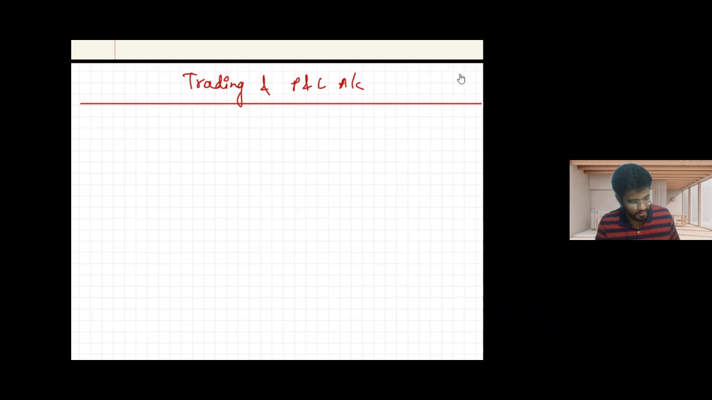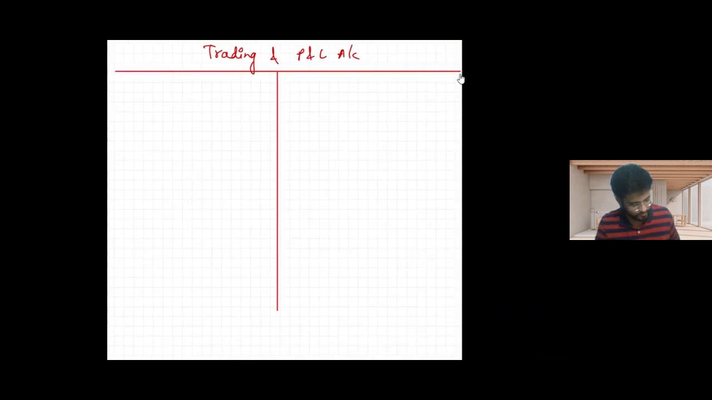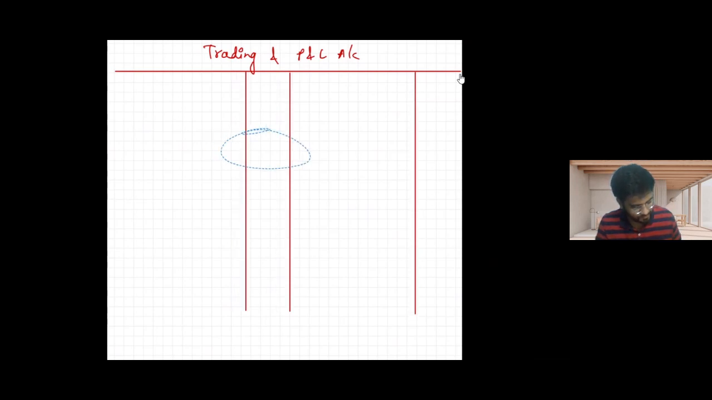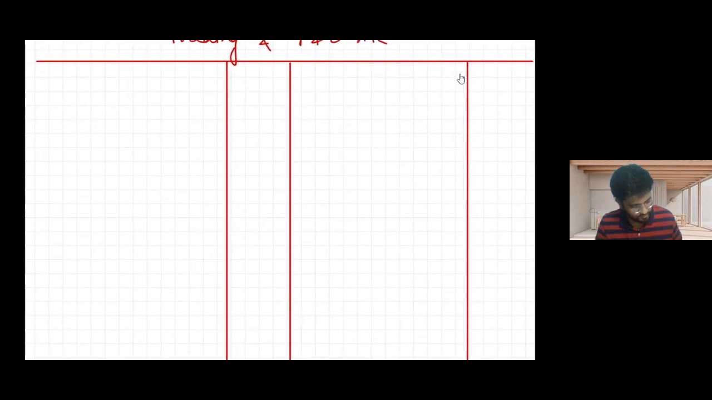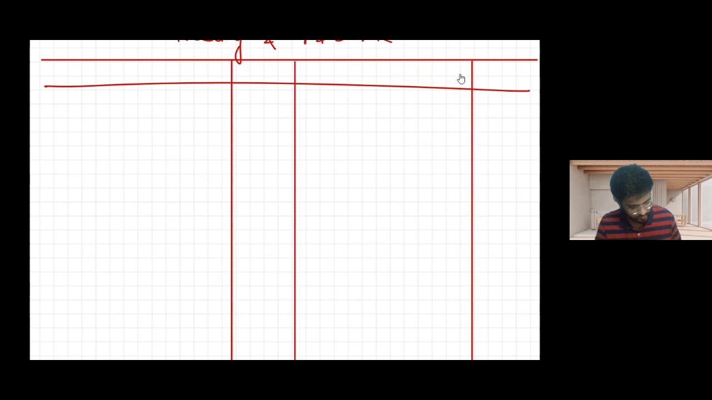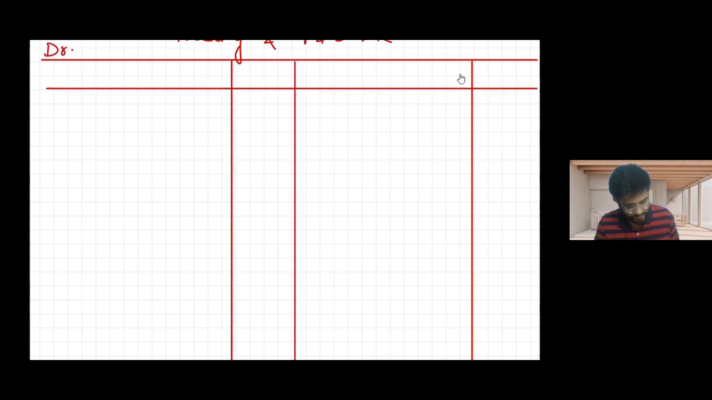So on the trading and P&L account, you will have four major columns. One debit side, one credit side. Then we have particulars, amount, particulars, and amount.